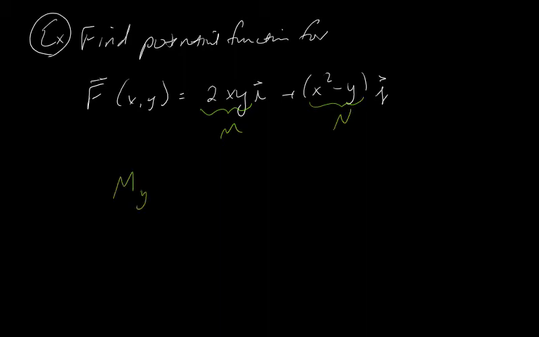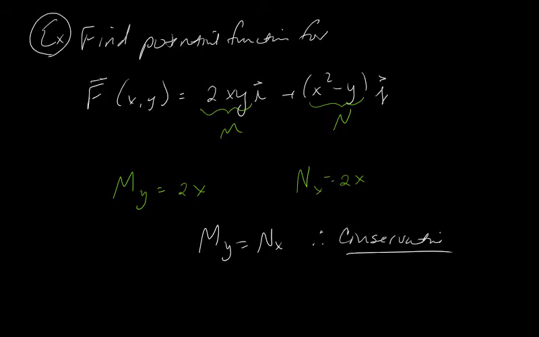So M sub y: if there is a potential function, M is the partial derivative with respect to x. This is going to be equal to 2x. N we want with respect to x, because if the potential function exists, N is the partial derivative with respect to y. So we take the partial derivative with respect to x and we get 2x. Then we have that M_y is equal to N_x, therefore it is conservative. And if it is conservative, there is a potential function.